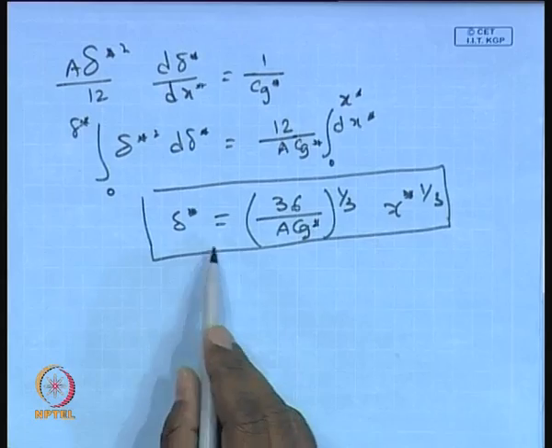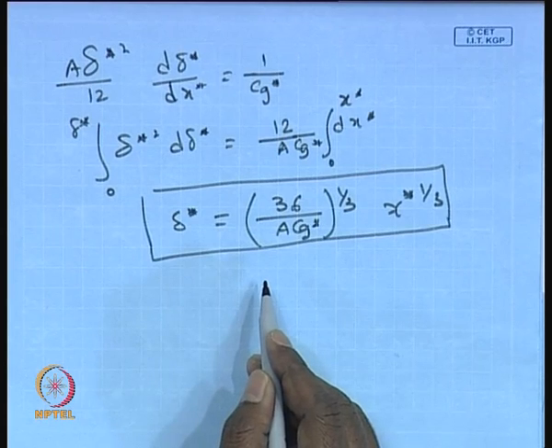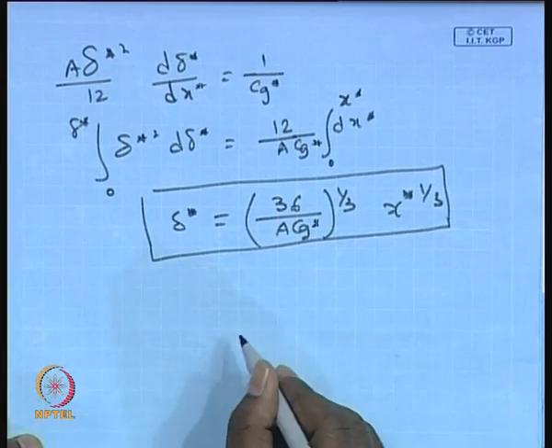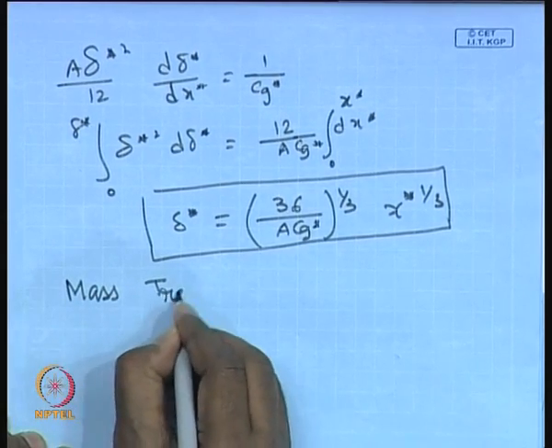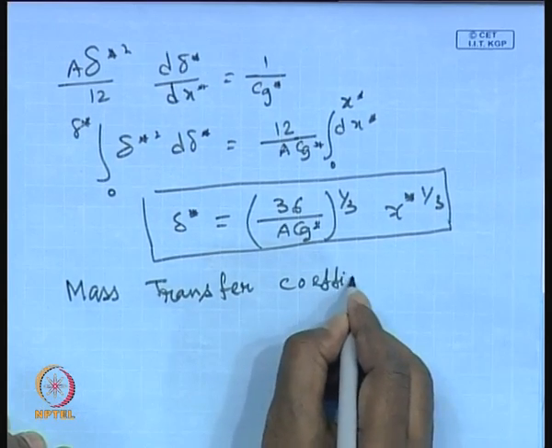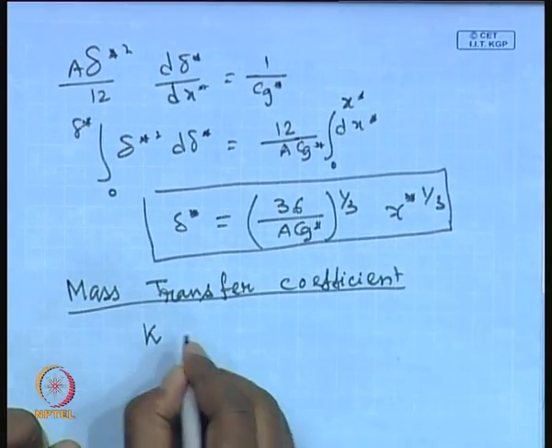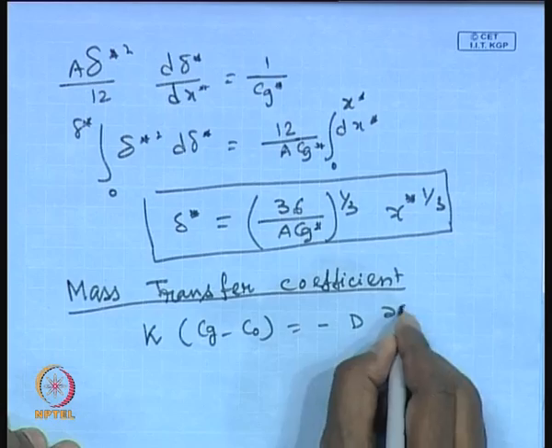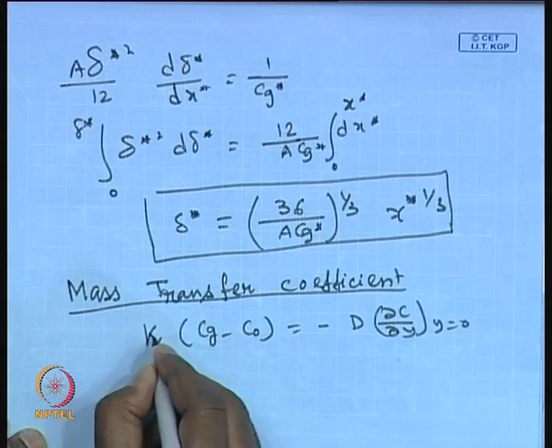So, that is how delta star, the thickness of the mass transfer boundary layer, varies as a function of x star, or the length in the module. Okay. Now, let us look into the mass transfer coefficient and the rest of the calculations. Mass transfer coefficient in this case, if we look at the definition, k (C_g minus C_0) is equal to minus D del C del y at y equal to 0. Okay. So, this is the mass transfer coefficient.